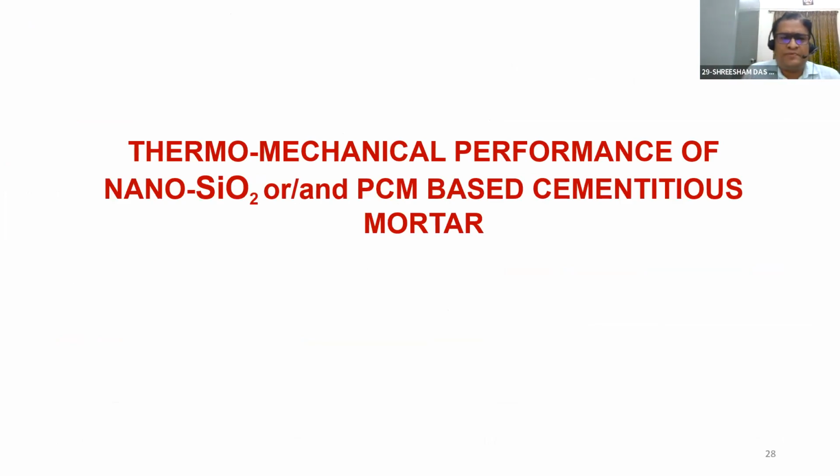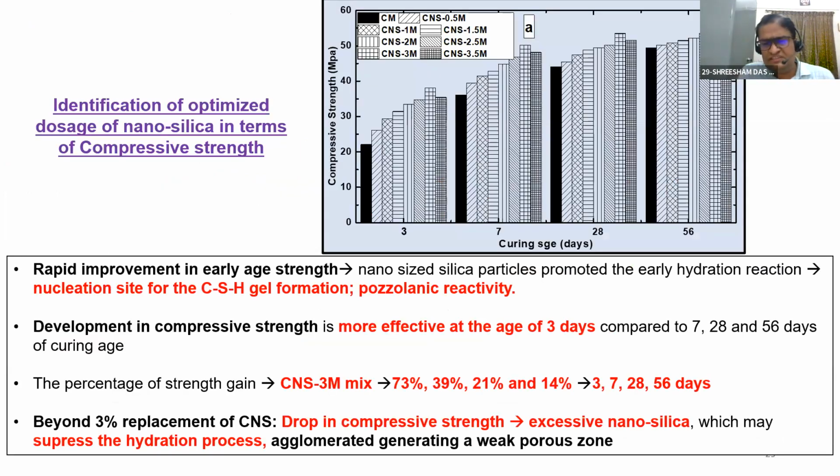Now, the thermomechanical performance of nano SiO2 and PCM based cementitious mortar. This is my compressive strength. I have spoken about this in many presentations; you can see some of the recordings on YouTube or some of the papers, so I will skip this. The moment you add nanoparticles, I get a tremendous increase in compressive strength, and that too at the age of 3 days itself. That is the advantage of adding a very small percentage of nanoparticles.